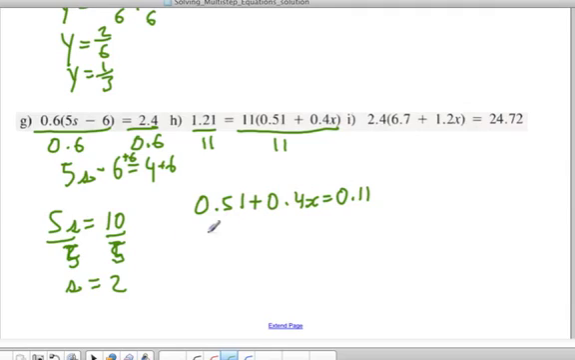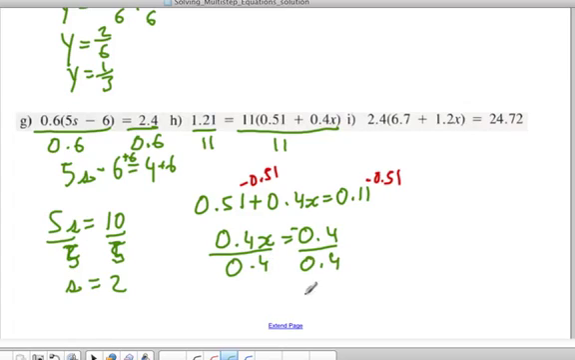Now I'm going to subtract 0.51 from both sides. And subtract 0.51 from this side. And that leaves us with negative 0.4x is equal to negative 0.4. Divide both sides by 0.4, and we get x is equal to negative 1.